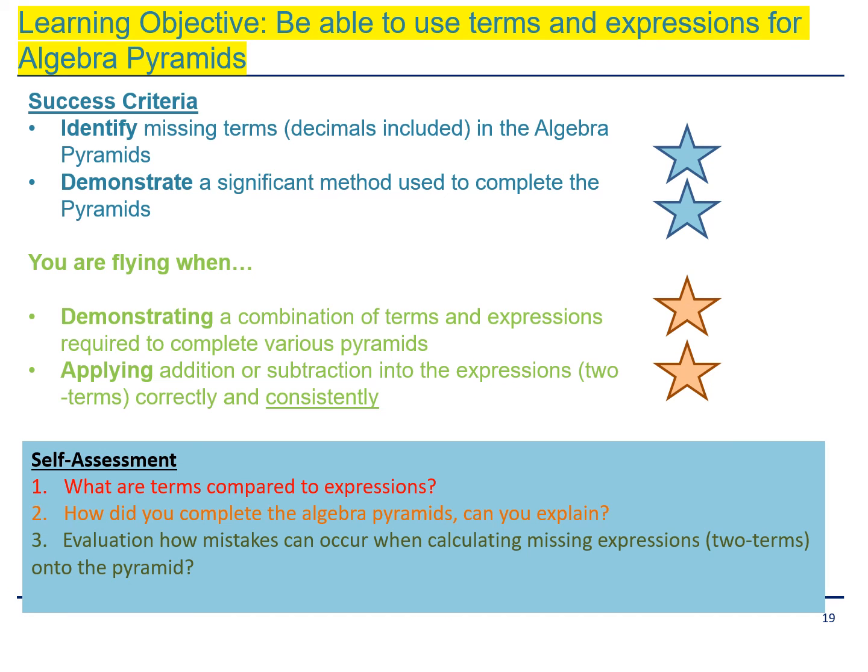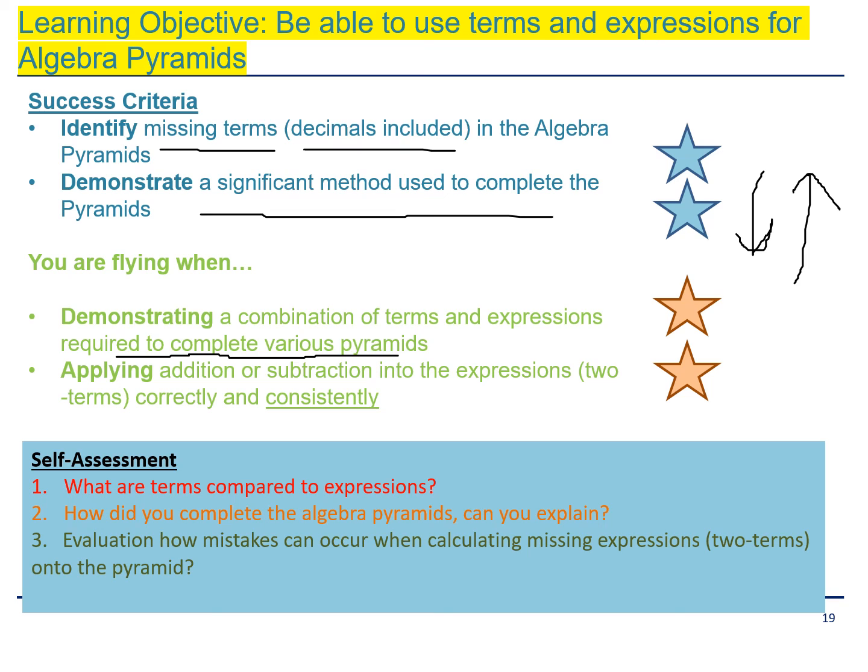Okay, so we set out to be able to use terms and expressions for our algebra pyramid in our learning objective. And have you identified missing terms, including decimals, to start with numerical? Yes, I'm sure you did, demonstrating a significant method to complete, what we said about going up and down, finding a good starting point. So that's just a clear method that you can use to get those pyramids complete. Yeah, there's got to be a starting point, and then what else can you do? Check over at the end just to make sure everything is in coordination and adds up. You are flying when demonstrating a combination of terms and expressions.